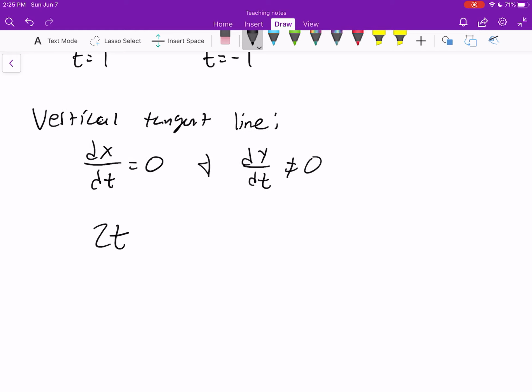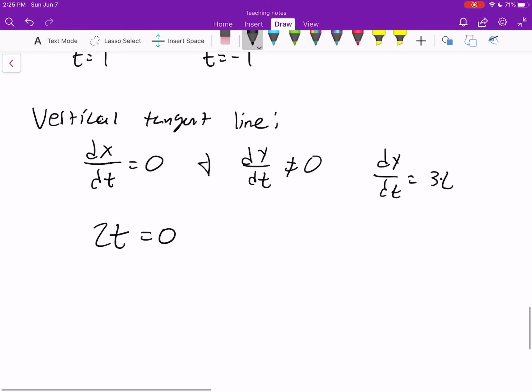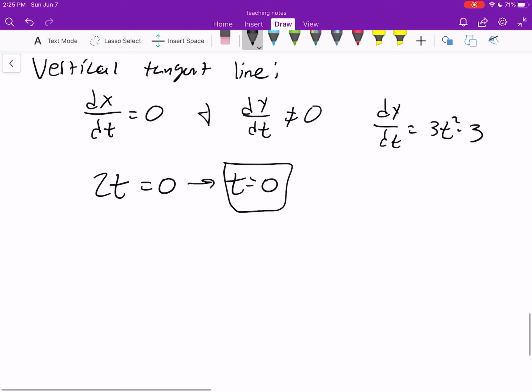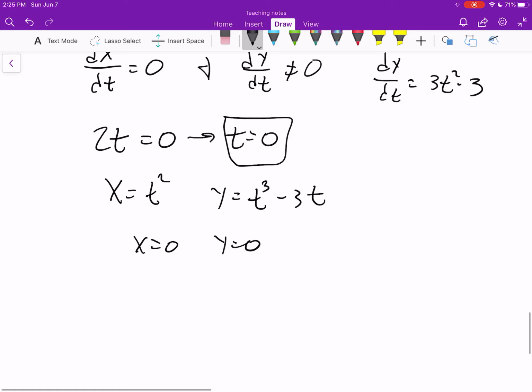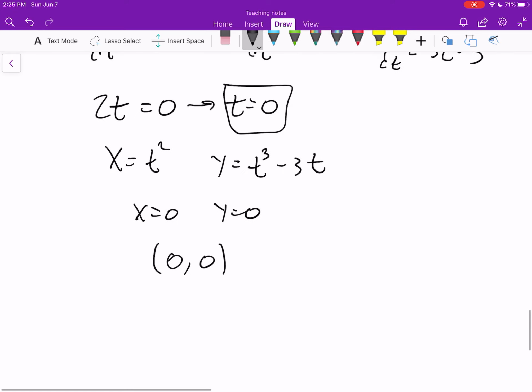dx/dt is 2t. dy/dt is 3t squared minus 3. We already know that's not 0 at t equals, so this one gives me t equals 0. And we already know that this dy/dt is not 0 at t equals 0, so I don't have to worry about doing any limits here. So a vertical tangent line at t equals 0. When I plug that into x is equal to t squared, y is equal to t cubed minus 3t, I'm going to get x equals 0, y equals 0. So my graph has a vertical tangent line at the point 0, 0 when t is equal to 0.